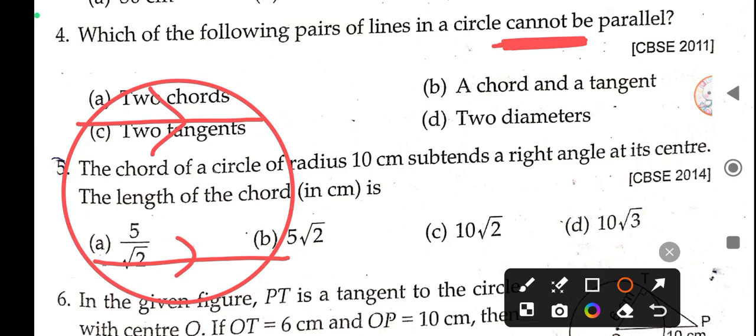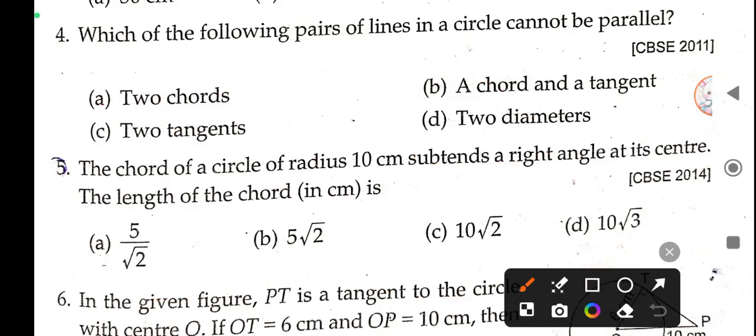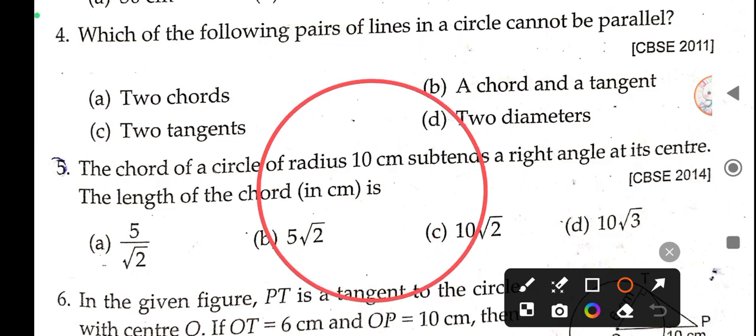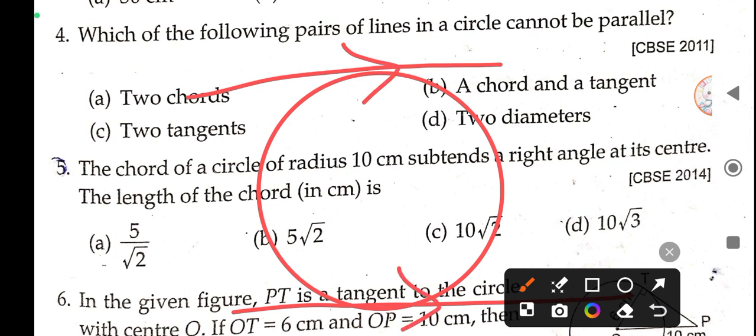Now if we talk about option number B, here a chord and a tangent. If we draw a tangent and here a chord, obviously they can be parallel. Now you have to assume, because this question can't be solved without assumption. Two tangents, yes, it can also be. You can say that if this is a tangent and this is a tangent, then they are obviously parallel. So this also can be possible.